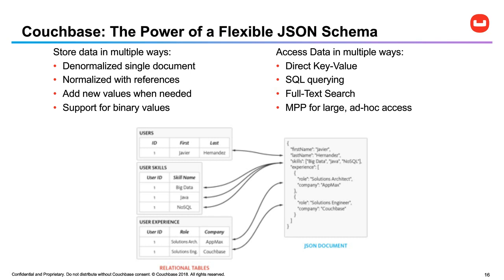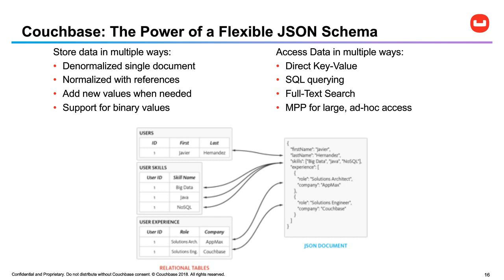JSON allows you to add or remove new values as needed, or even to have multiple documents side by side that have different structures and different fields in them. And we also support storing binary data. Anything that is not JSON can be stored in Couchbase as a blob.